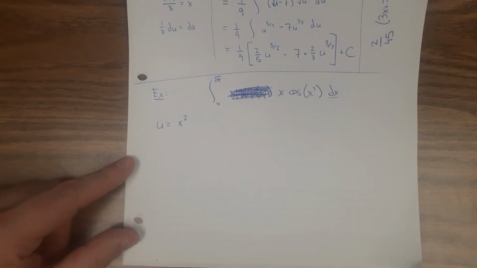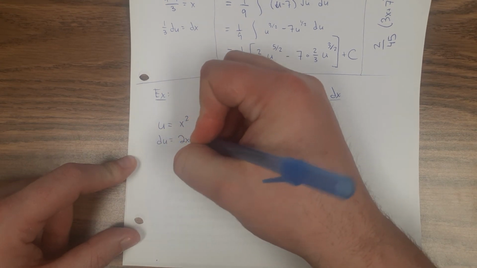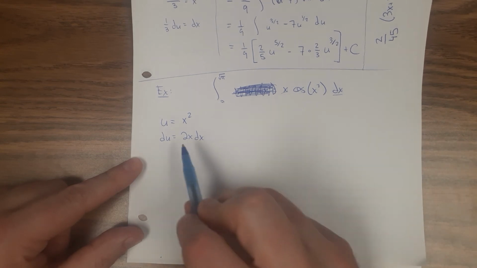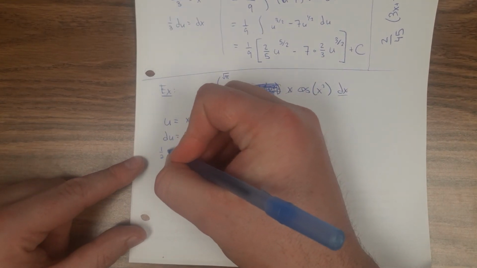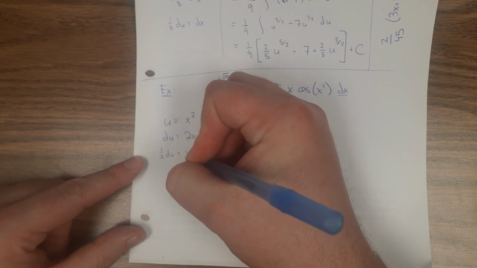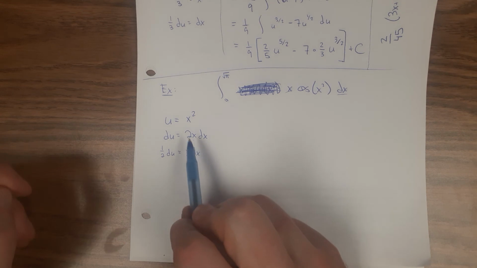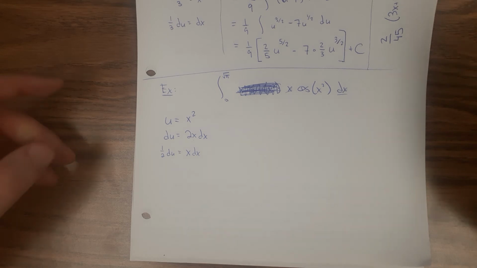So u equals x squared. du equals 2x dx. x dx is right here, so I like that. So let me write 1/2 du equals x dx. That's what I mean when I say fixing the 2. You can just move the 2 over. And what do we do?